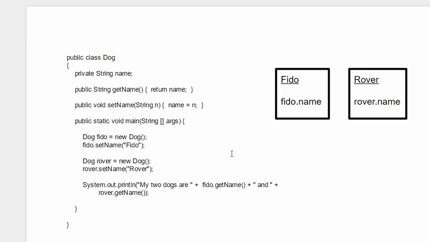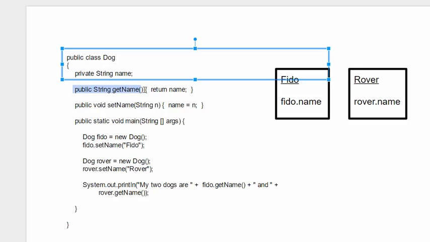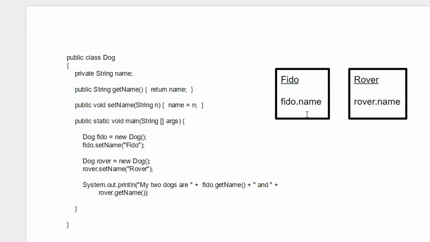But let me ask you a more interesting question. Take a look at one of these methods. Let's just focus on getName right here. Does Fido have its own copy of getName versus Rover, or do they share this method in the code? If you're like most programmers, you probably think to yourself that while the instance variables are separate for the two objects, all the code here is probably shared for all the members of the class.